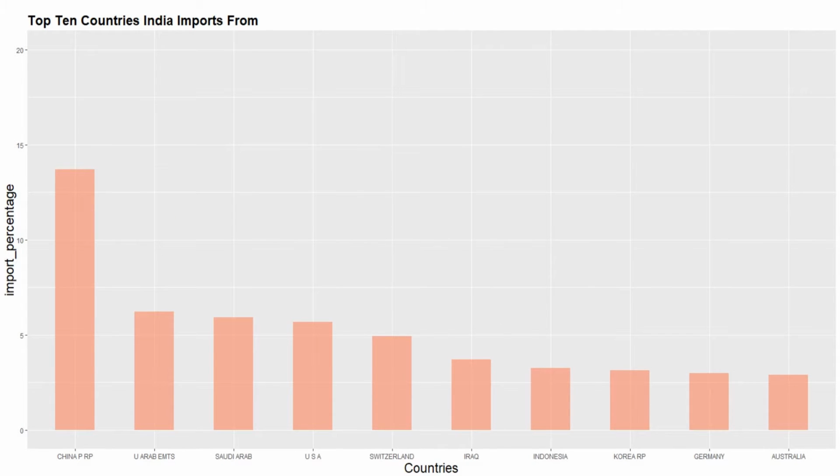Whereas China is India's biggest importing partner, which accounts for a total of 13%. UAE and Saudi Arabia are the next two countries with 6.2% and 6% respectively.